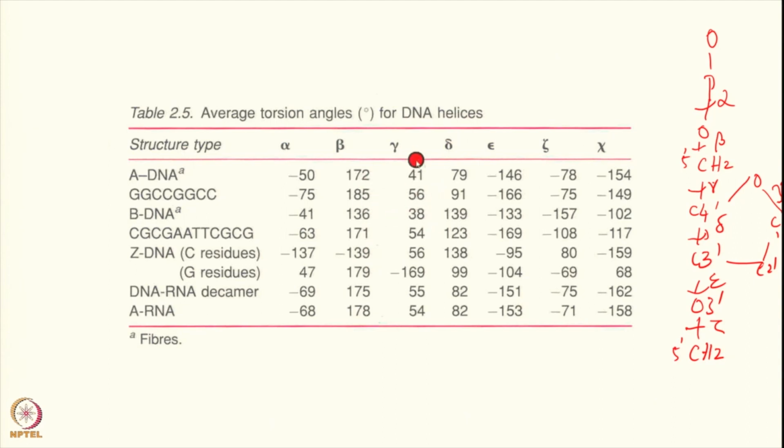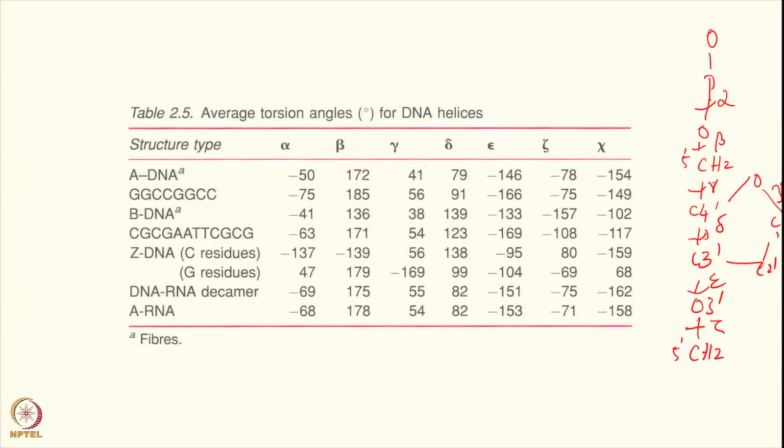And similarly, the gamma is roughly around 40, the so-called gauche conformation, except for the G residues in the Z DNA, which go into the trans area. So this minus 169 is like the trans area; all of these other ones are so-called gauche conformations, close to less or more and things like that, okay. So this is how the various structures are.